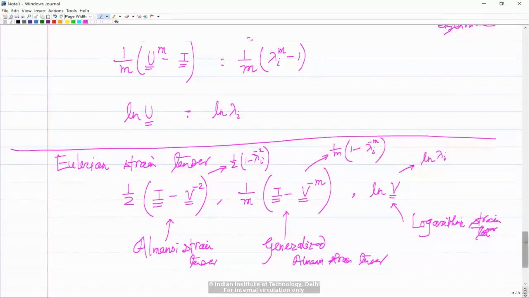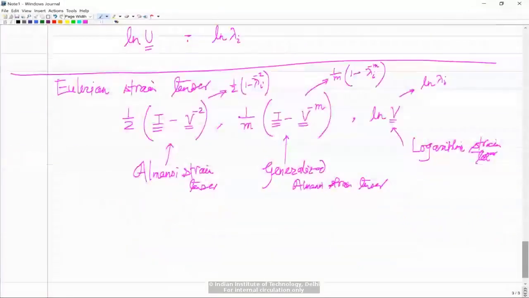Okay, so once we have these strain definitions, you can also think of writing it in terms of displacement, for example. So right now it is in terms of U, but you can also think of writing it in terms of displacement.